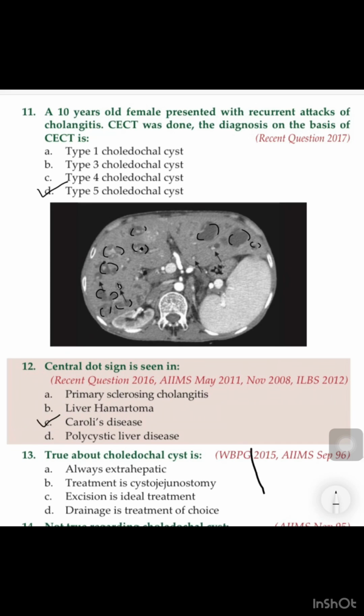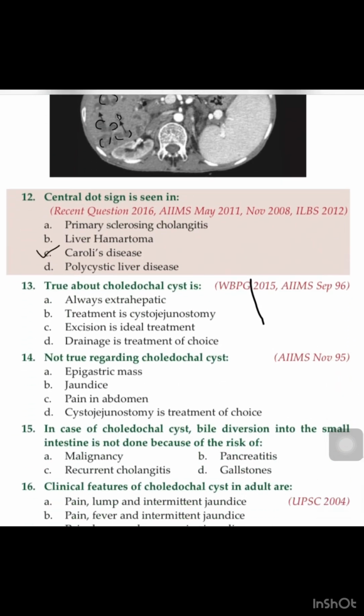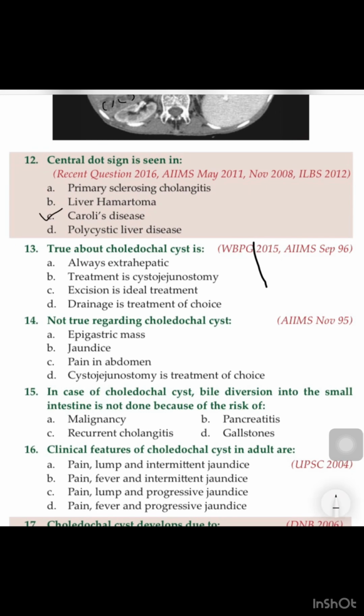True about choledochal cyst is, it is always extrahepatic. No, there are intrahepatic variants also. This is wrong. Treatment is cystojejunostomy. No. Excision is the ideal treatment because it reduces the risk of malignancy. Yes. Drainage is the treatment of choice. So only a drainage procedure will not resolve the problem until you excise the cyst. So excision is the ideal treatment.